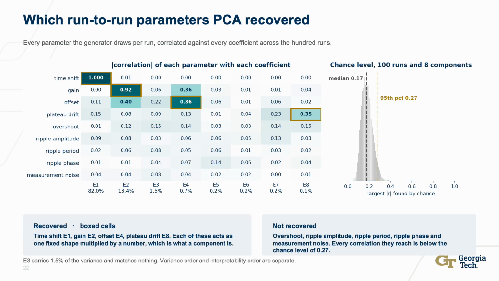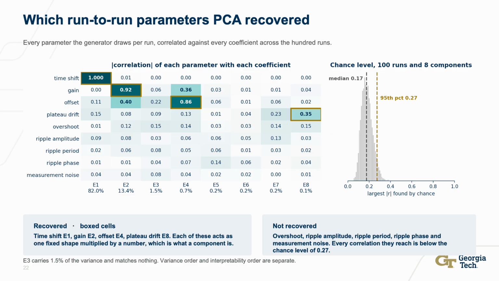Let me do the accounting exhaustively rather than for 3 hand-picked components, because the exhaustive version is more informative. Down the side, every parameter in the generator that draws fresh for each run. Along the top, the first 8 components with their variance shares. Each cell is the absolute correlation between that parameter and that coefficient. The right-hand panel is the control.